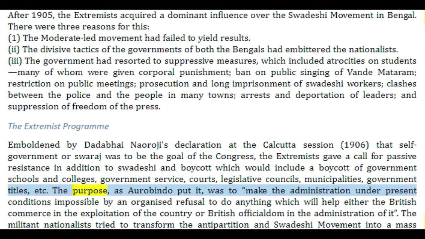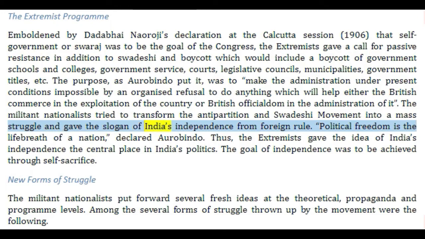The purpose, as Aurobindo put it, was to make the administration under present conditions impossible by an organized refusal to do anything which will help either the British commerce in the exploitation of the country or British officialdom in the administration of it. The militant nationalists tried to transform the anti-partition and Swadeshi movement into a mass struggle and gave the slogan of India's independence from foreign rule.